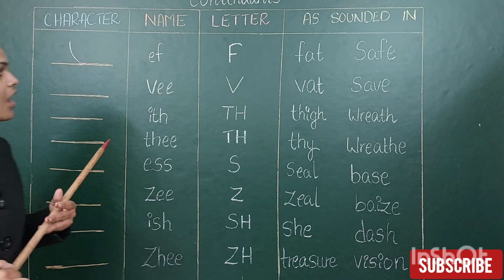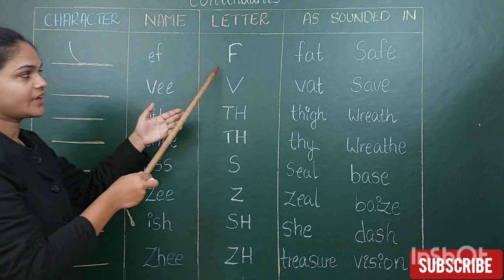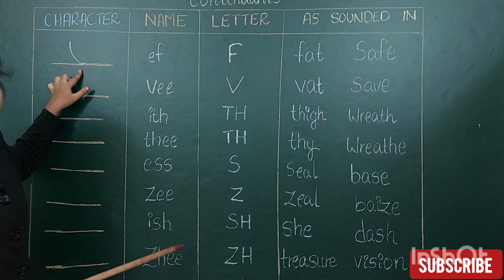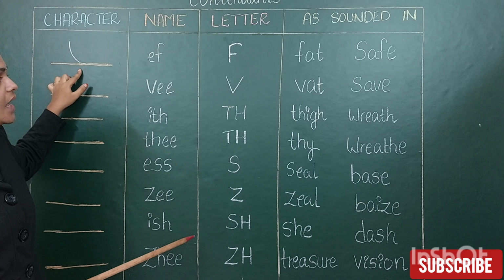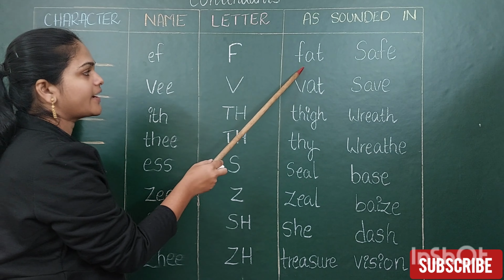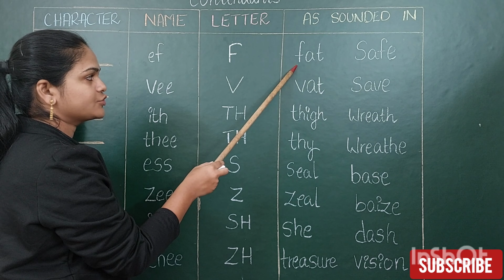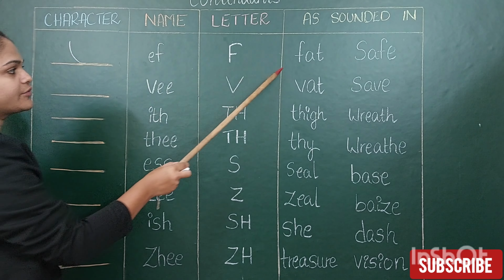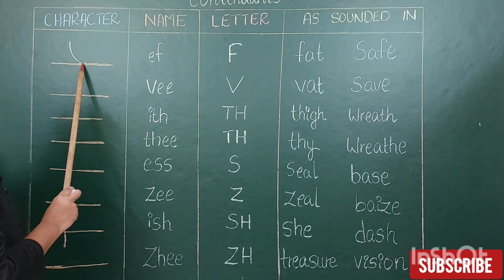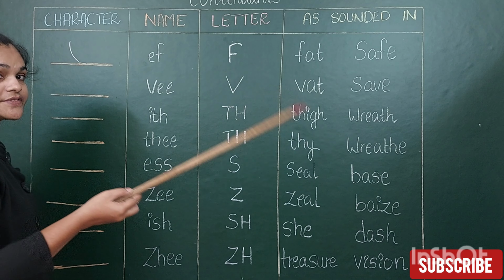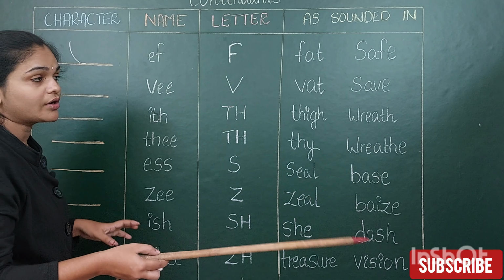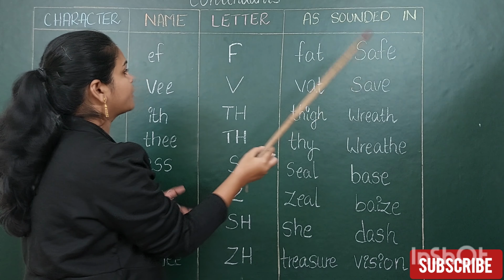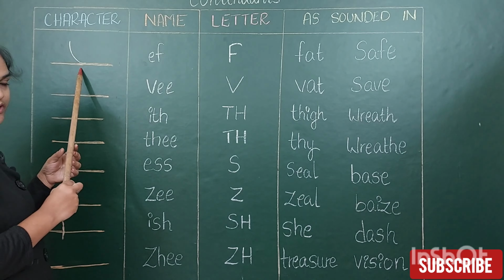So how to represent F in shorthand means you have to write this curve on the line. It is a light stroke. So when you write "fat", how will you write that? F should be written like this. And if you want to write "safe", when you write the spelling in shorthand, it is in the middle. So when you write F only, you have to represent this curve.